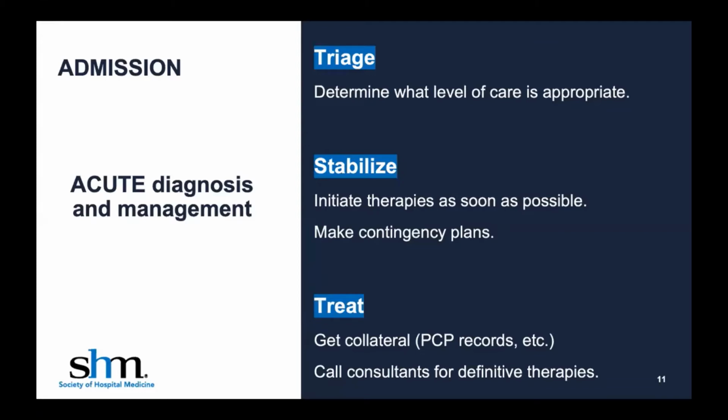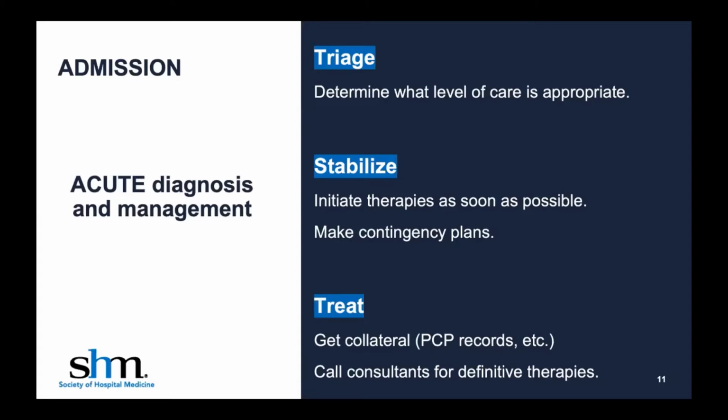Many hospitals, including your own, likely have guides for where patients should be triaged. And oftentimes the emergency department does a great job at this, but it's important to reanalyze when you see patients to make sure that the level of care is appropriate for that patient's condition. The next thing is stabilizing the patient. So you're not always going to be able to get definitive treatment started immediately. It's important to stabilize the patient, meaning initiating therapies as soon as possible and making contingency plans in case those initial therapies don't go the way that you think they're going to.